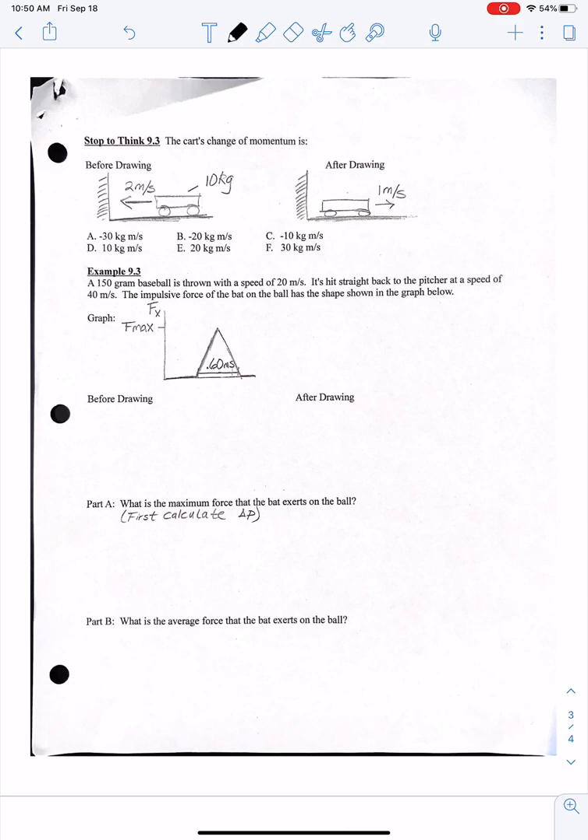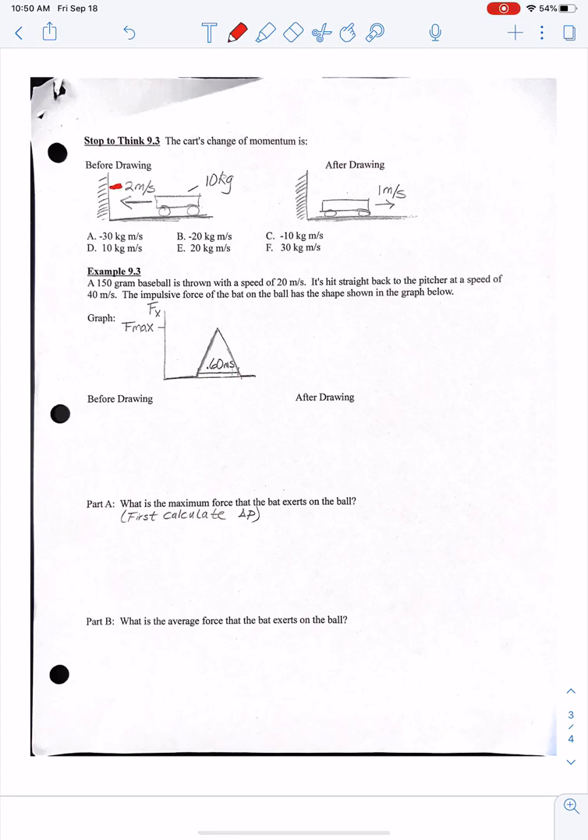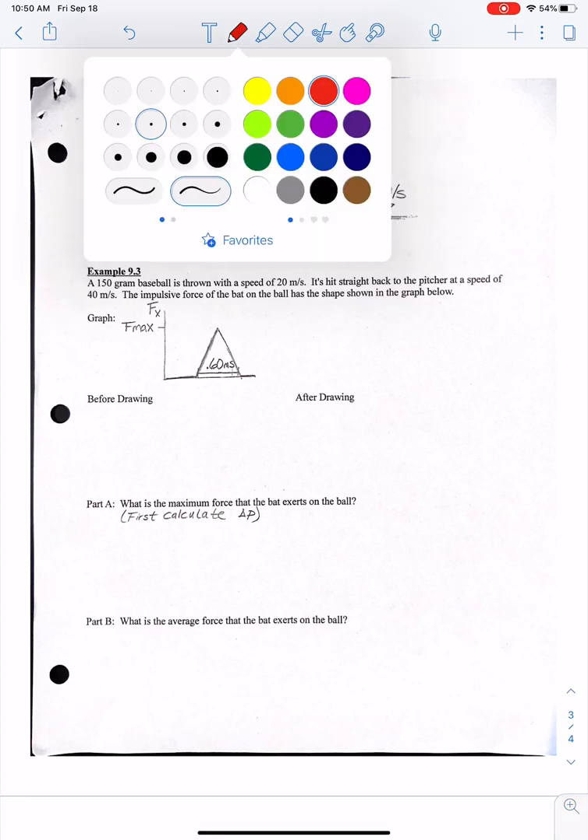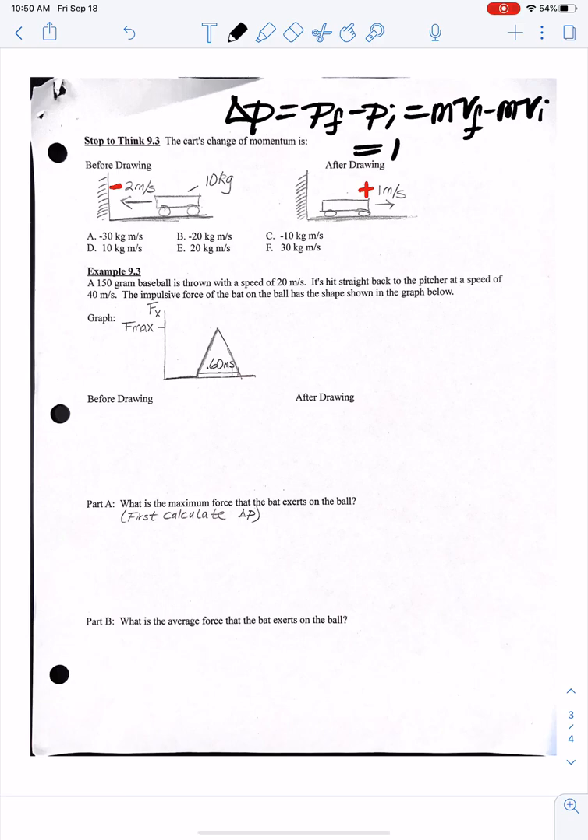All right, so now we'll go ahead and do it. So first of all, I'm going to assign signs, right? If it's going to the left, I'm going to call this direction negative, and this direction positive. My before is my initial, so if I want to know the change in momentum, that's delta P, which is equal to PF minus PI, which is equal to MVF minus MVI. And that's equal to 10 kg times the final velocity, 1 meter per second. I just don't like to write units if I run out of room.